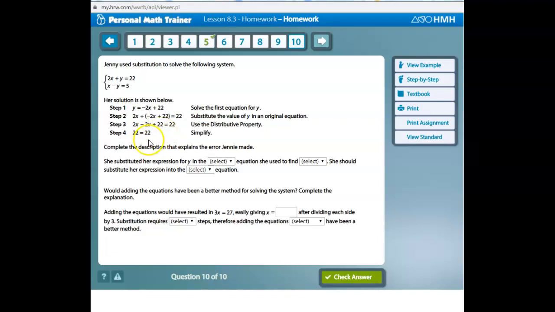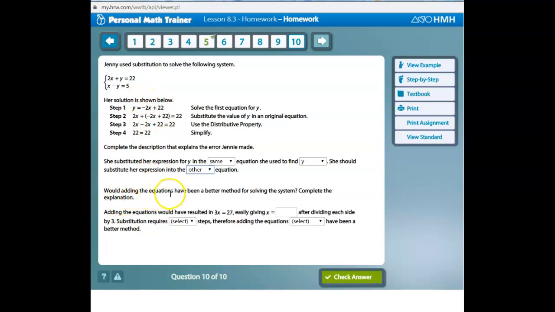But she did it wrong. It says, complete the description that explains the error that Jenny made. She substituted her expression for y in the same equation she used to find y. So she used the same one. She should substitute her expression in the other equation. Okay, so she should have substituted this in the other equation.